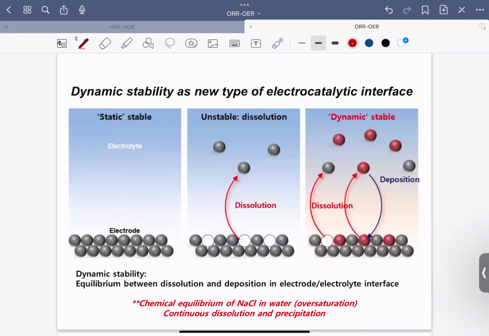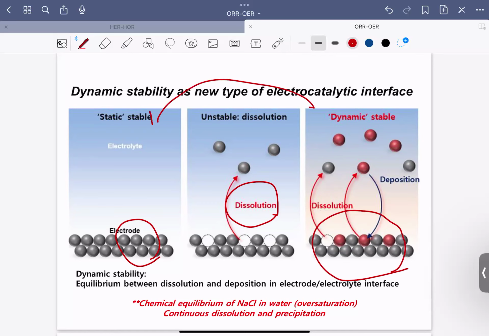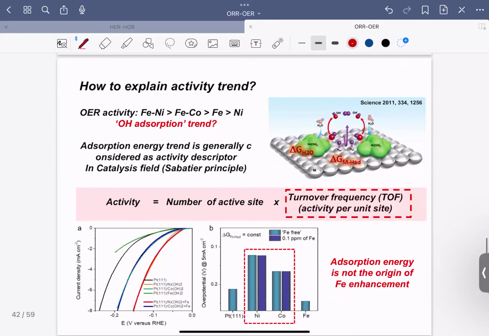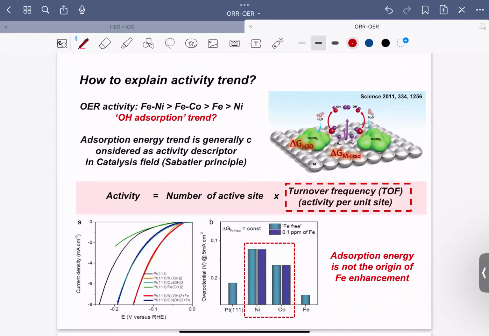Before that, people discussed that when there is no dissolution, the system is very stable, and when there is dissolution, the system is unstable. However, as we discussed, there is a huge change over the reaction, right? There is huge dissolution and deposition, but the activity can be maintained. So to distinguish this from the case where there is no dissolution, we call it dynamic stability, right? And the remaining question is where the active site is, right?